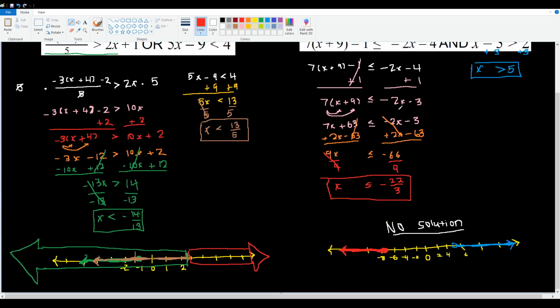Here, you have no solution because none of the ranges of solutions fall within range of each other. There is no value that satisfies both inequalities at the same time. Thus, you're going to have no solution.